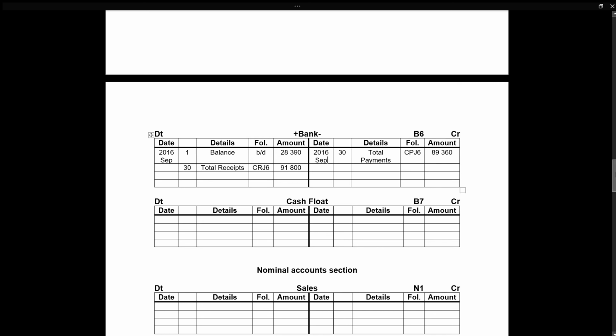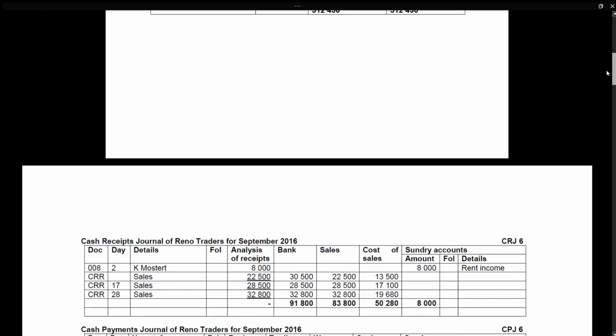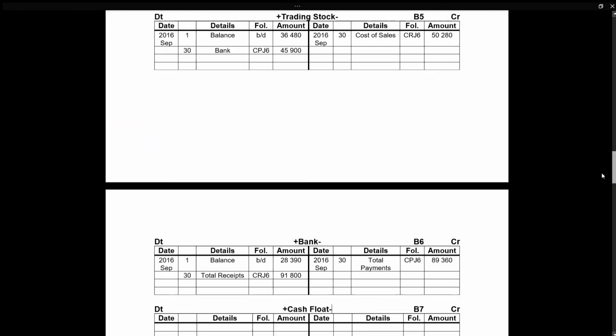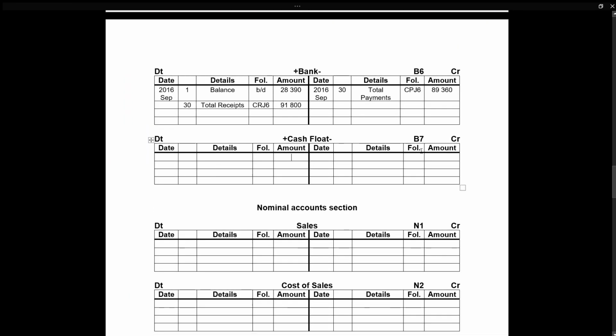Right, next one, cash float. Before we continue, cash float is also an asset account, so plus, minus, increase in debit and decrease in credit. Let's go and see if we have an opening balance. Cash float, 500 Rand. Remember, your cash float is your account where you get change for your customers. Okay, cash float, if they were to purchase with cash. Brought down, details will be balance, and this will be on the 1st of September 2016.